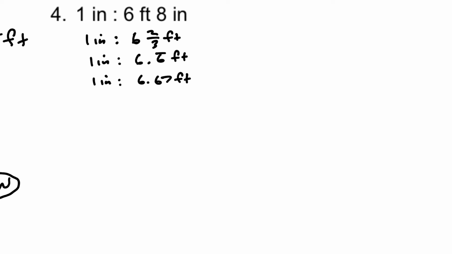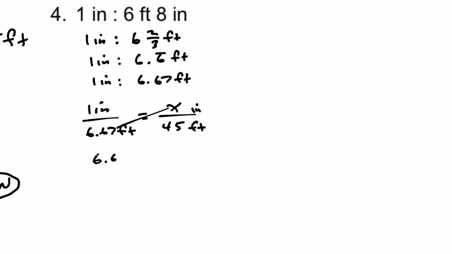So let's set up our ratios and our proportion. So 1 inch then on the drawing is the same thing as 6.67 feet in the actual room. And then the other dimension we had, again, this one's also going to be inches over feet. We were looking for the number of inches on the drawing that would correspond to a length of 45 feet in the actual room. Next, let's do our cross product. So we would have 6.67 times x equals 1 times 45, which is 45.